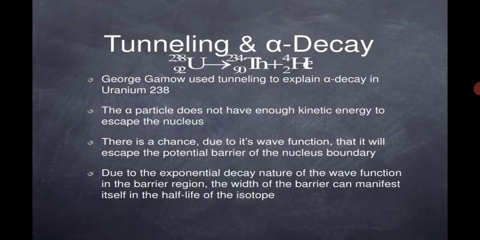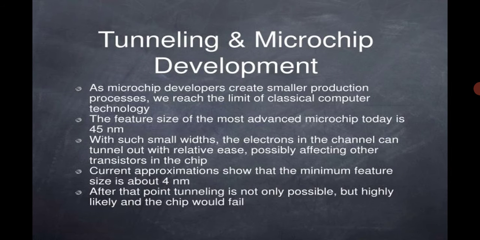Due to the exponential decay nature of the wave function in the barrier region, the width of the barrier manifests itself in the half-life of the isotope, and that's why there is a tunneling effect. Due to the tunneling effect, we can observe alpha decay.